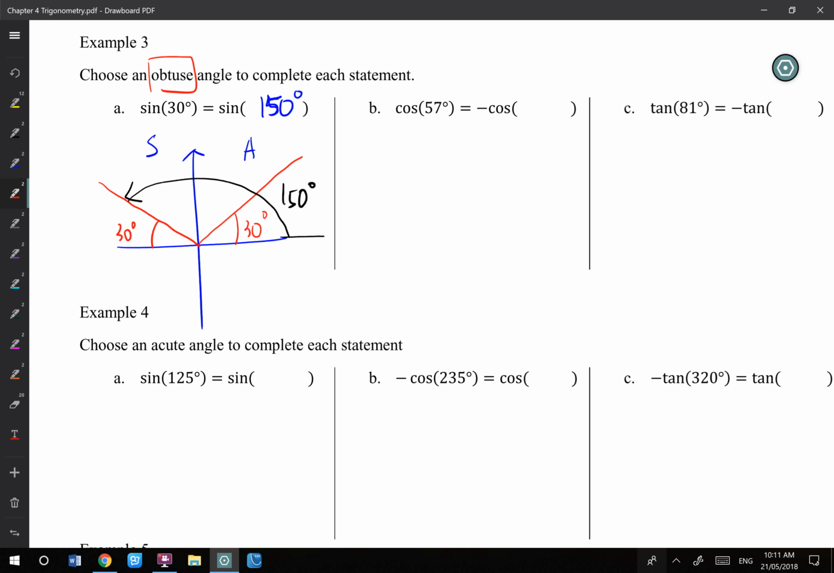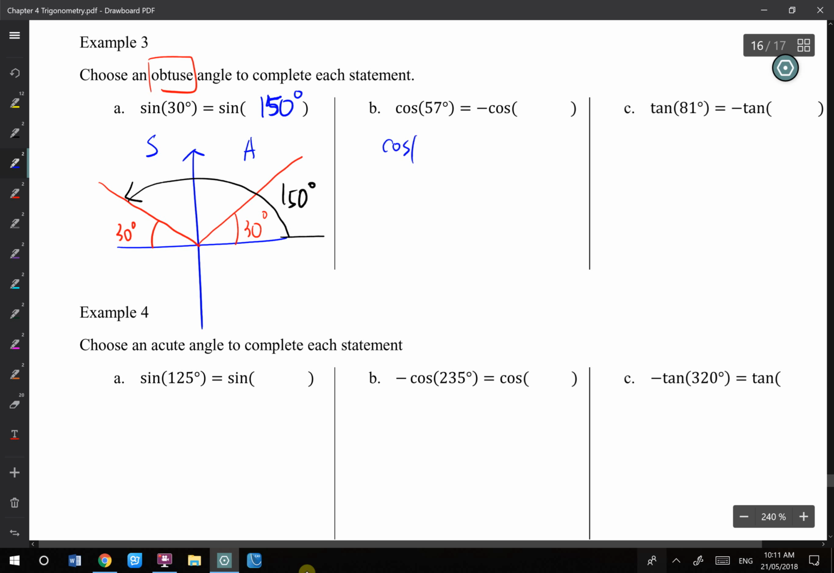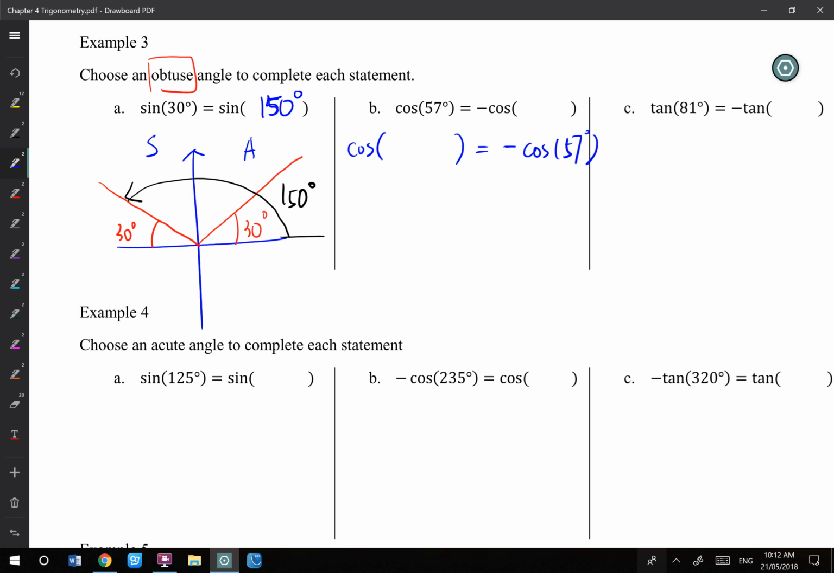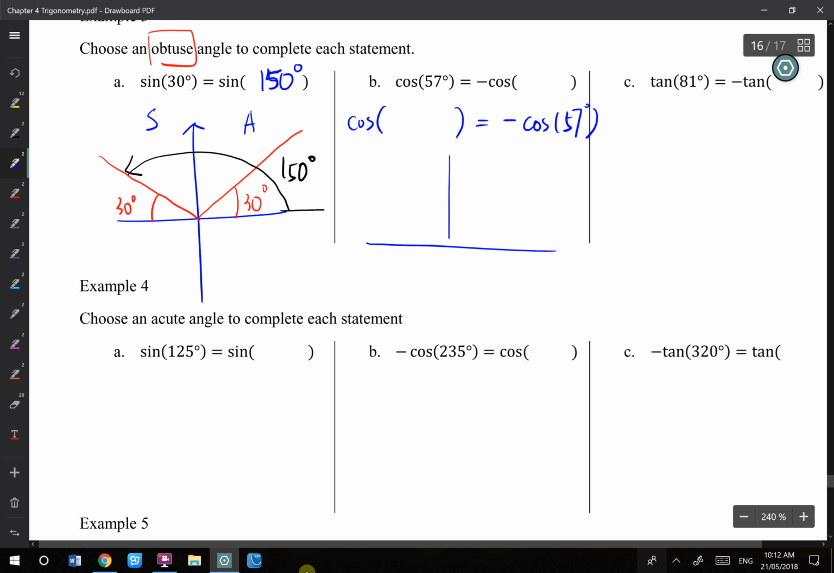Okay, the next one is negative cosine what equals cosine 57 degrees. So I can treat this as cosine what equals negative cosine 57. I can change my question into that as well. So I need an obtuse angle, an angle between 90 and 180. So it will be in the second quadrant.